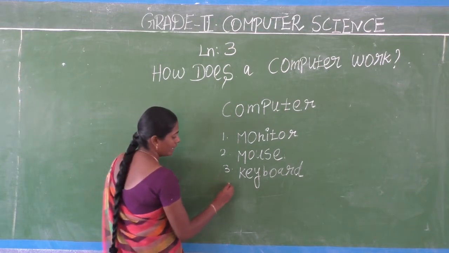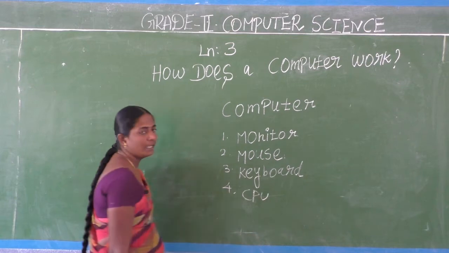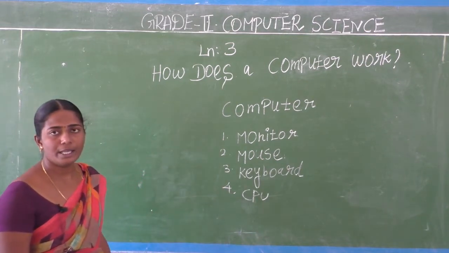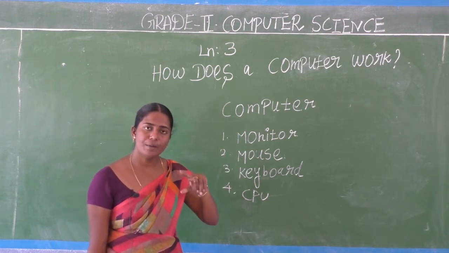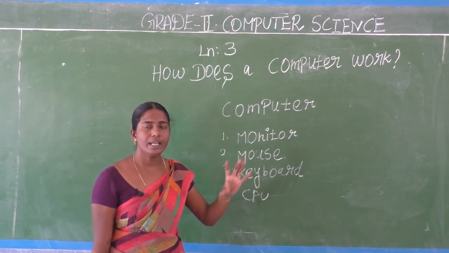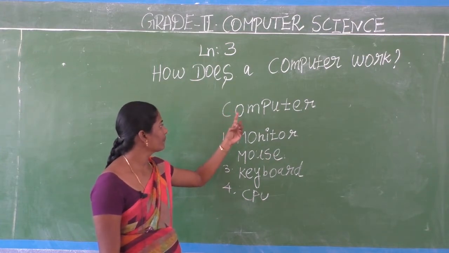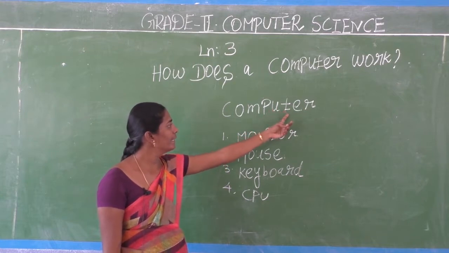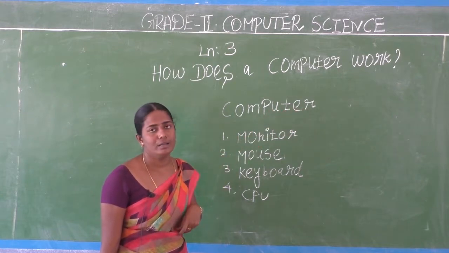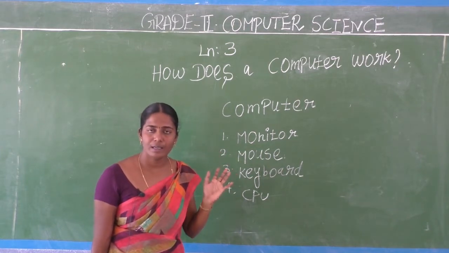Fourth one, CPU. What is the CPU? I am going to tell another one time. What is a computer? A computer is an electronic machine. What is the spelling for computer? C O M P U T E R. Computer.